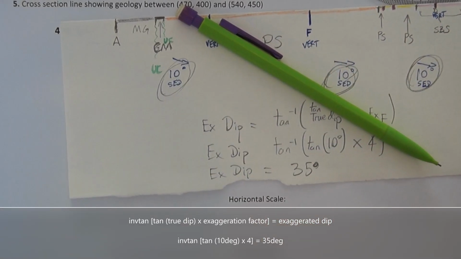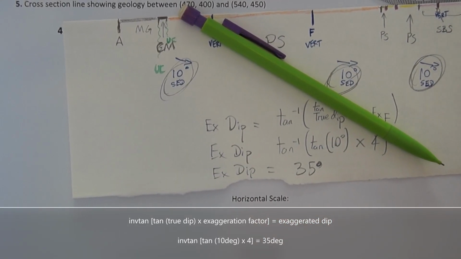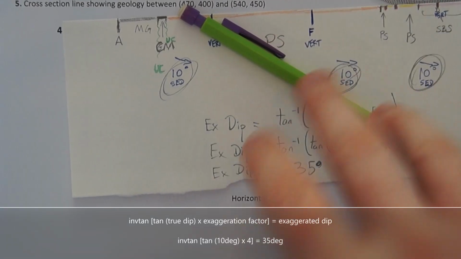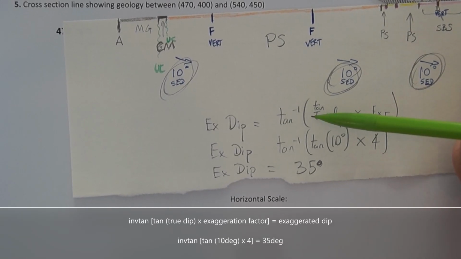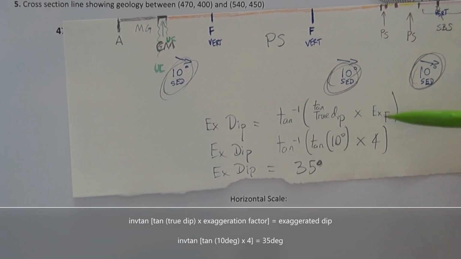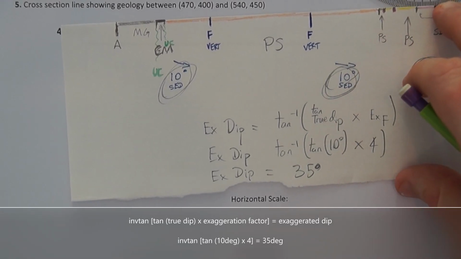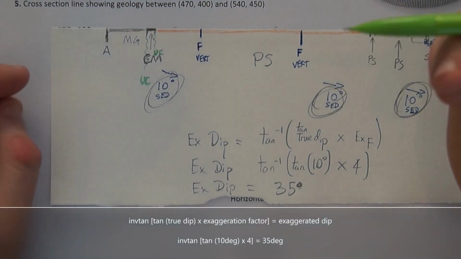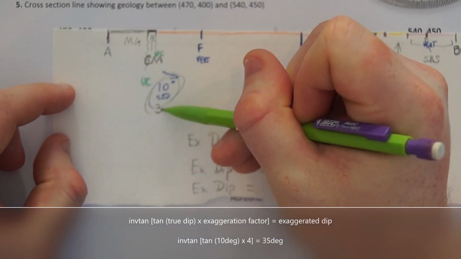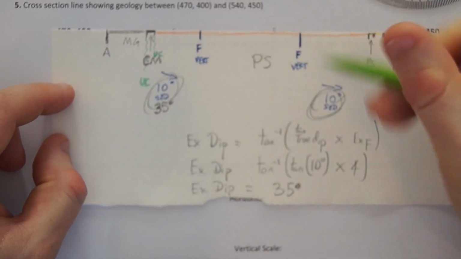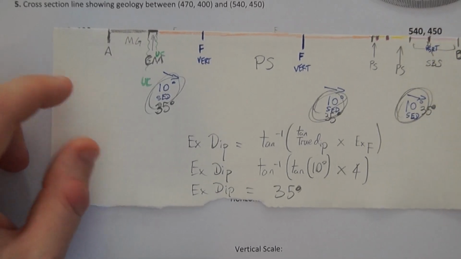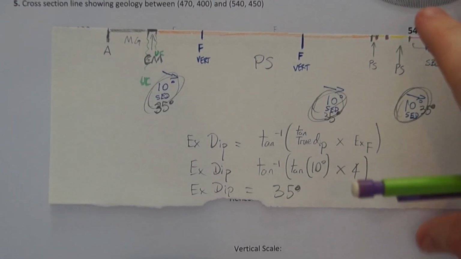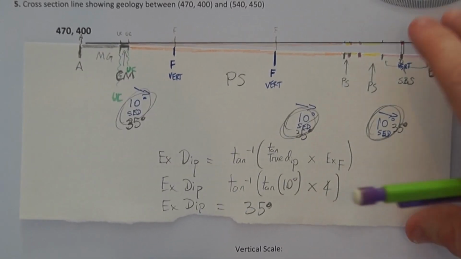Okay, you can't just multiply the dip by 4 to get an exaggeration factor. There's actually some level of maths behind it, but that's the formula that you need. Take the inverse tan of the true dip multiplied by the exaggeration factor, and that'll give you the exaggerated dip that you're going to draw. Okay, so these 10 degrees then become 35 degrees. And that's what I'm going to start drawing my contacts as.